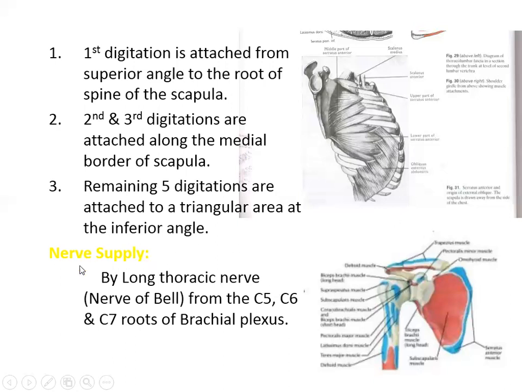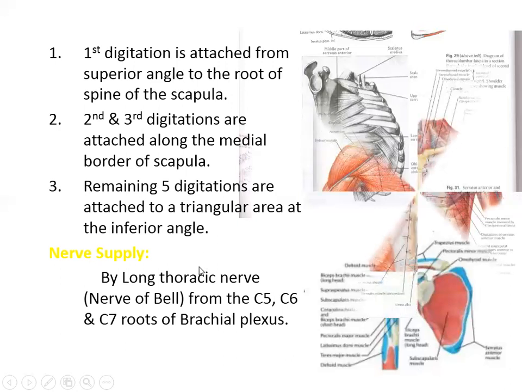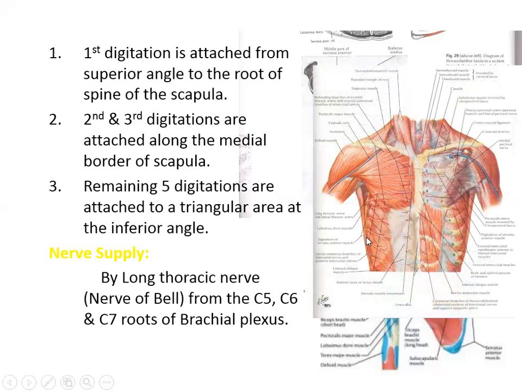Coming to the nerve supply, it is supplied by a nerve called the long thoracic nerve, which is also called the nerve of Bell, and its root value is C5, C6, C7, coming from the brachial plexus. This is called the long thoracic nerve. Let me show you this picture, where this here is the serratus anterior muscle, and here there is a nerve coming. This is called the long thoracic nerve, which is coming from the brachial plexus, and it supplies this serratus anterior muscle.